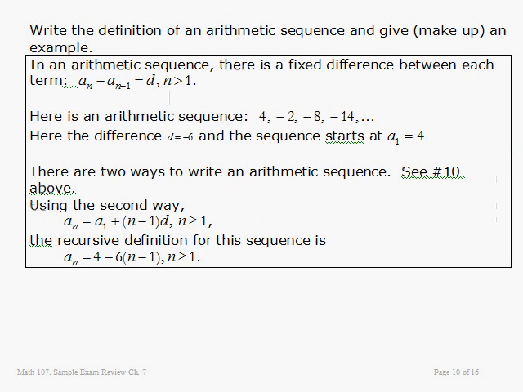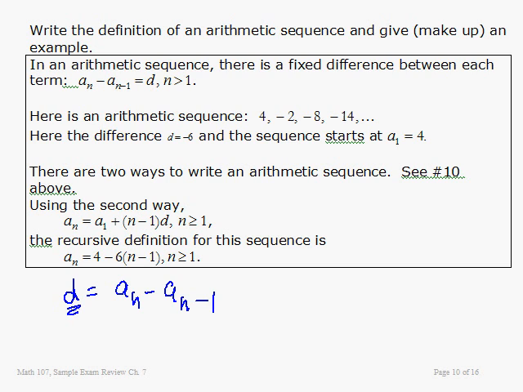Now we're back to sequences again. Write the definition of an arithmetic sequence and give, that means make up, an example. An arithmetic sequence is one in which there's a common difference between each term. You can write that in words to give the definition of it. You say there exists a D, such that if you subtract the neighboring terms, you always get the same number, and that number is D.